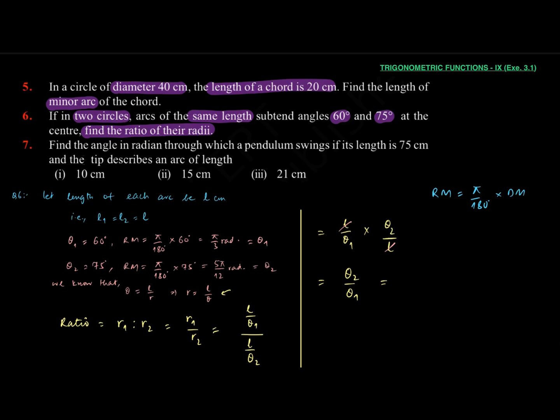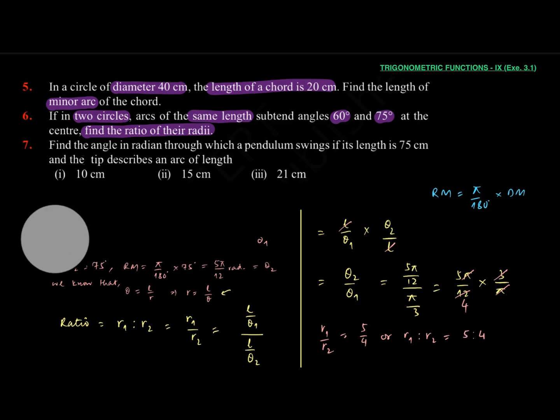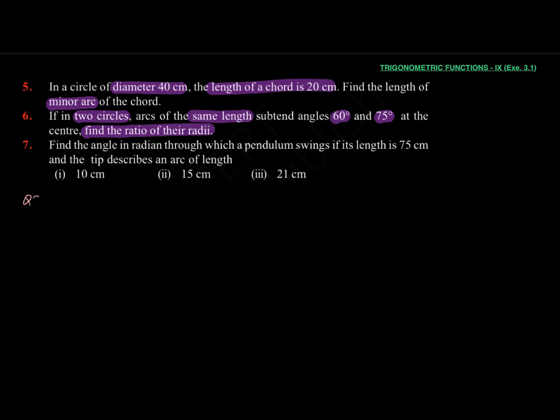Now we know what theta 2 is. Theta 2 is 5 pi over 12 and theta 1 is pi over 3. Now this one solving will be equal to 5 pi over 12 times 3 over pi. Here pi and pi again goes away. 3 times 4 is 12, which means that R1 over R2 becomes equal to 5 over 4, or we can say that R1 is to R2 is equal to 5 is to 4. So this is the ratio of the radii. Towards question number 7. This is question number 7.